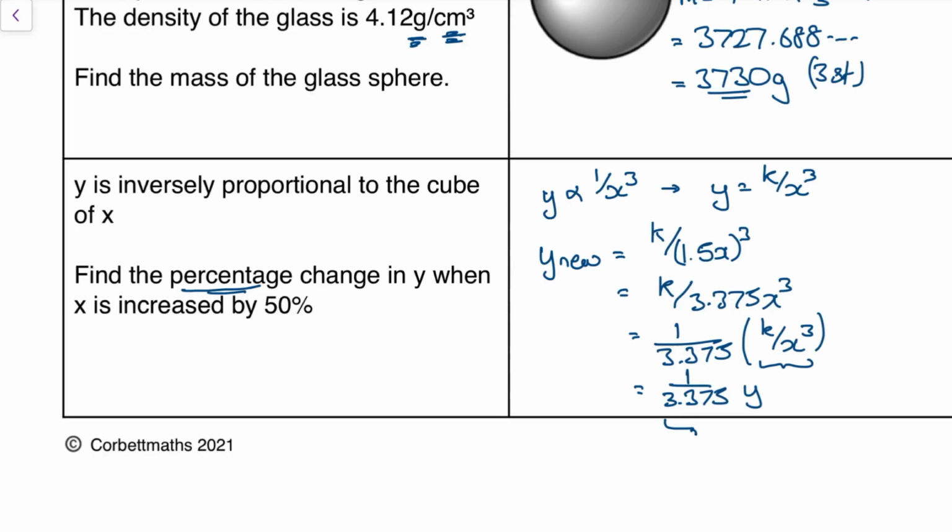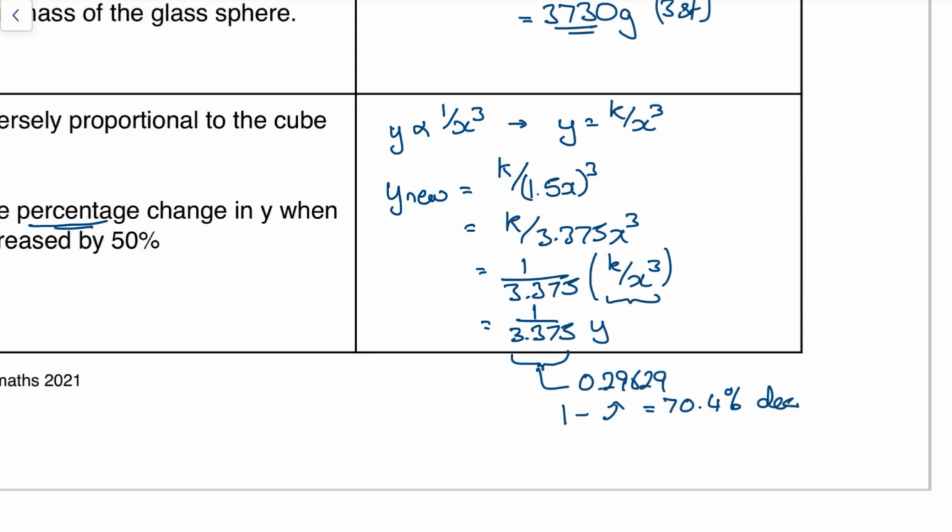So the real question is, what is this number here? Well, again, if I get my calculator out and work that out, so it's 1 divided by 3.375, and that is 0.29629. That will do. Now that's a multiplier. So you remember a multiplier is after I've taken away the percentage or added the percentage. So in this case, because it's a reduction, my percentage change is going to be 1 minus this, which is 0.703. In other words, that's going to be 70.4%, and that is a decrease.